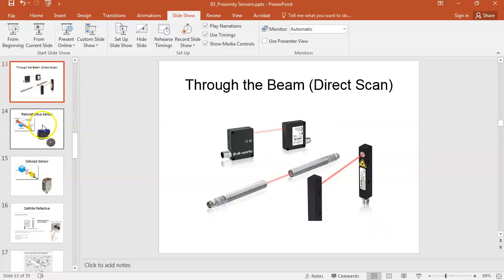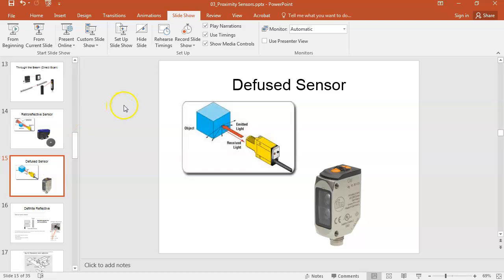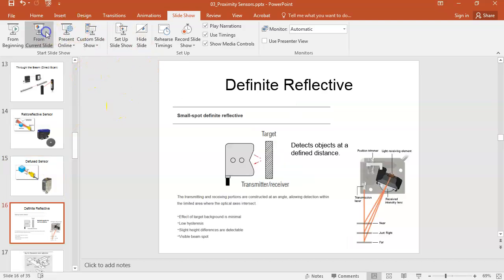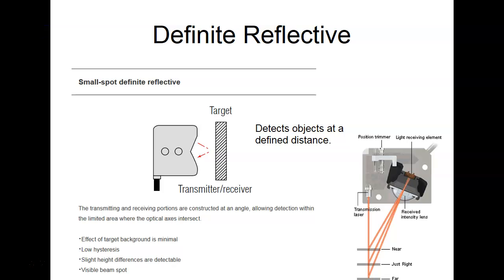Then we have what we call a definite reflective. Forgot about this guy. Diffused definite reflection. It looks at a distance. It only detects an object not only if it's there, but it's got to be at the correct distance. So where y'all run into these? All the time, every day.